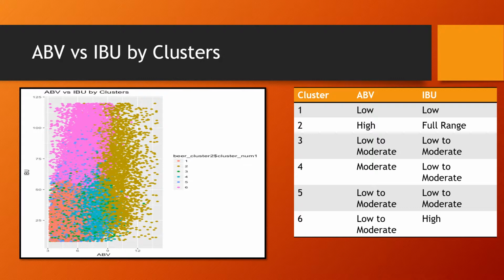Another cluster that stands out clearly is number 6, with low to moderate levels of alcohol content and high IBUs. Cluster number 4 is moderate in terms of alcohol by volume and low to moderate in terms of bitterness. Cluster number 1, low alcohol by volume and low bitterness units.